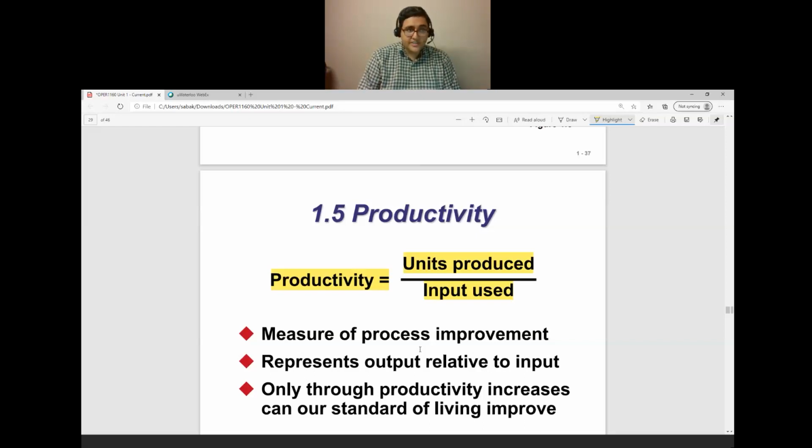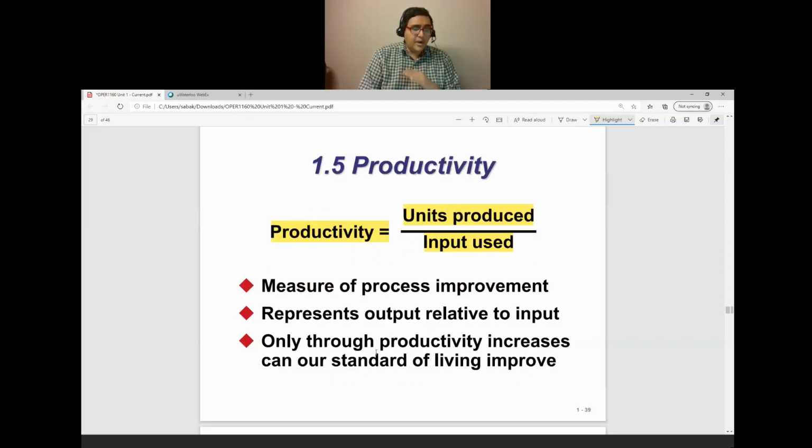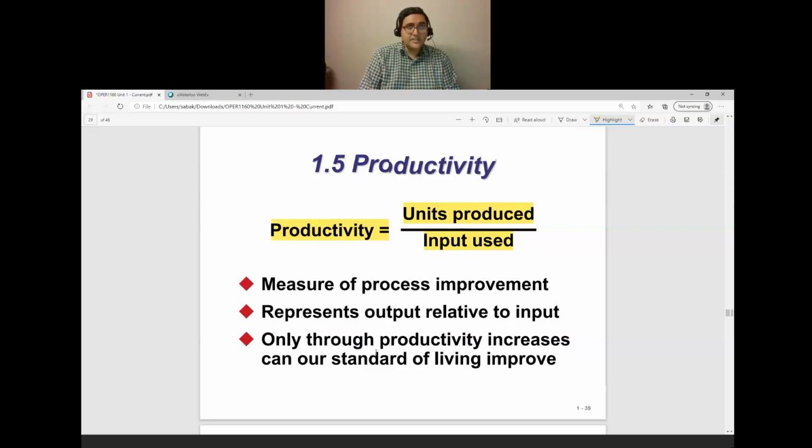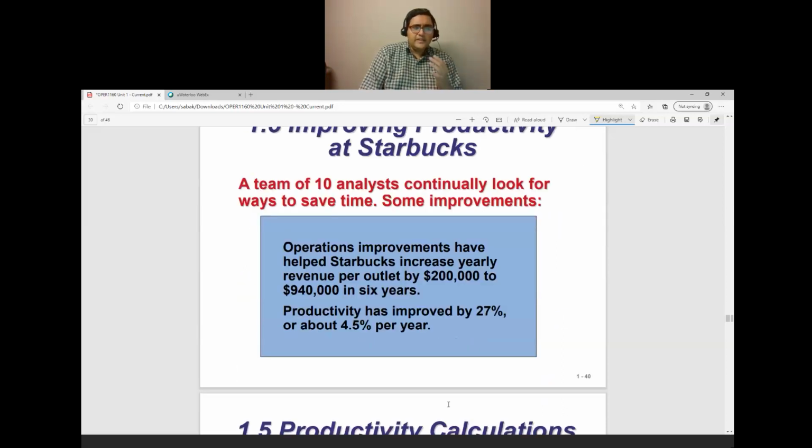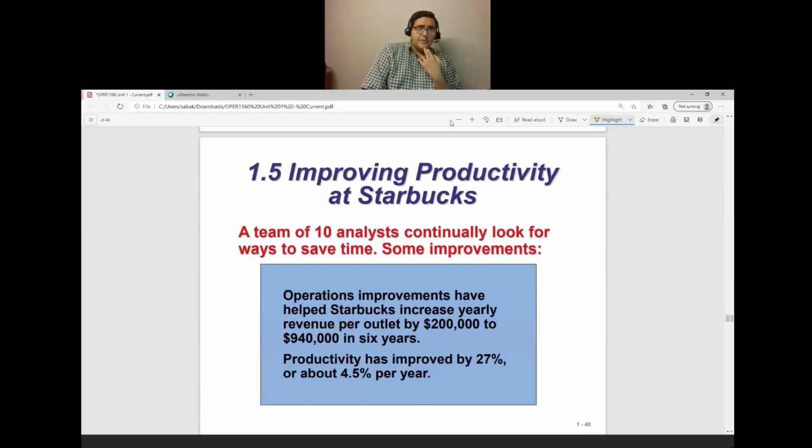So there should be a method of measuring it. Productivity is the ratio of the units produced to the input used. It's a measure of process improvement. If you are able to produce more units with the same amount of inputs, you have better productivity. So the focus of any operations manager is to have higher productivity. So let's take some examples here.